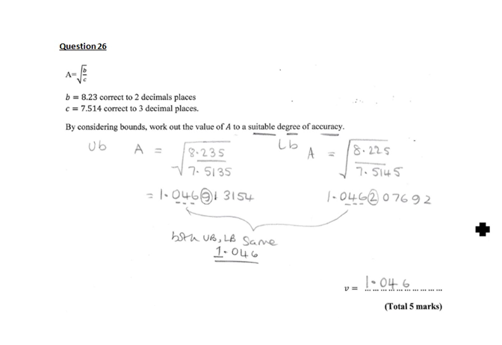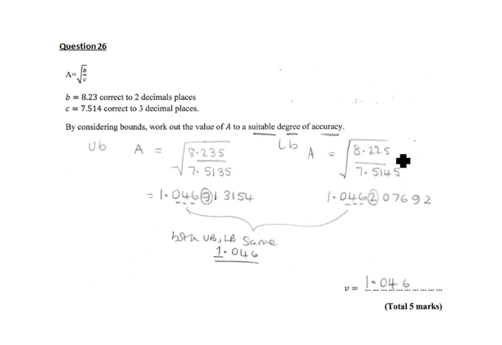So question 26, by considering bounds, work out the value of a to a suitable degree of accuracy. This means we need to work out the upper bound of the answer and the lower bound and then choose something in the middle. So to get the maximum value of a, because we're dividing, we need a big B and a small c. So maximum B is 8.235, minimum C is 7.5135.